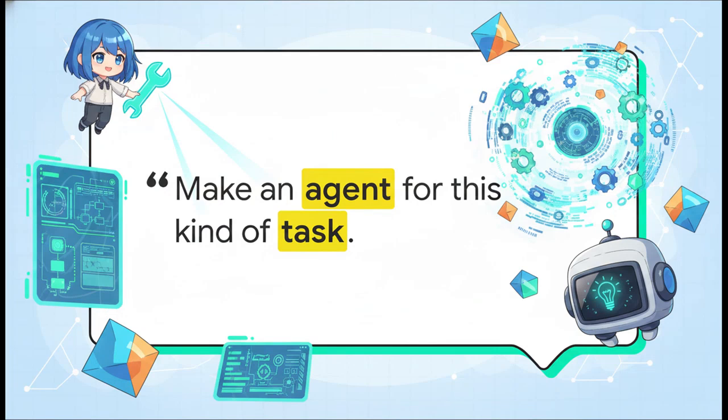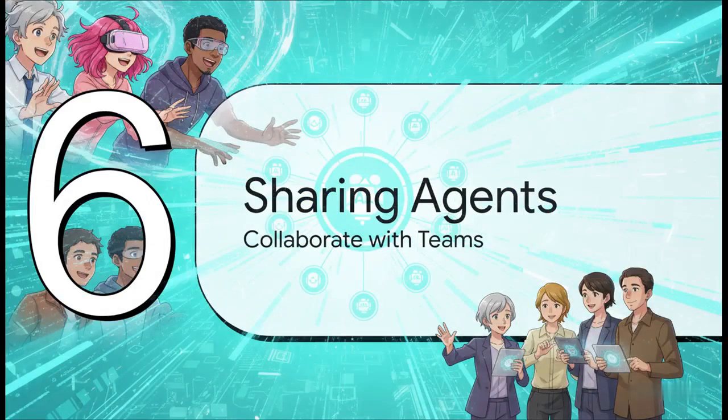Let's say you just finished a fantastic multi-turn debugging session with the AI. You finally fixed that stubborn issue, and you realize, hey, I do this specific type of task all the time. You can literally just type into the chat, "make an agent for this kind of task." The system will extract that entire workflow context and package it up into a reusable custom agent forever. How brilliant is that?